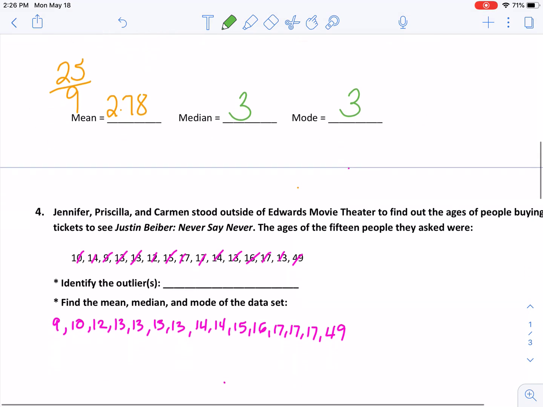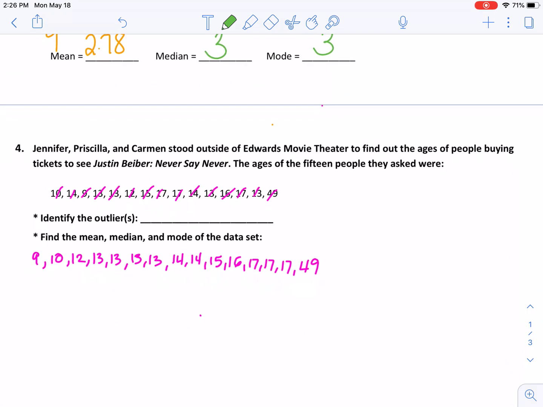Looking at number 4, we have some students who stood outside of Edwards Movie Theater to find out the ages of people buying tickets to see Justin Bieber: Never Say Never. The ages of the 15 people they asked were as follows. I've already ordered those from least to greatest. We have ages the whole way from 9 to 49.